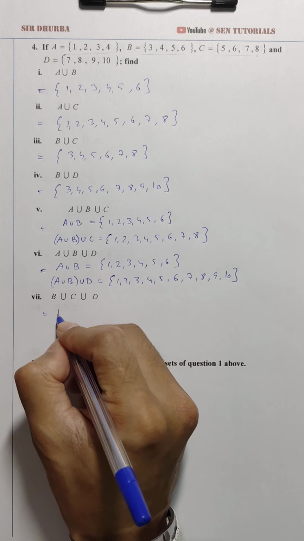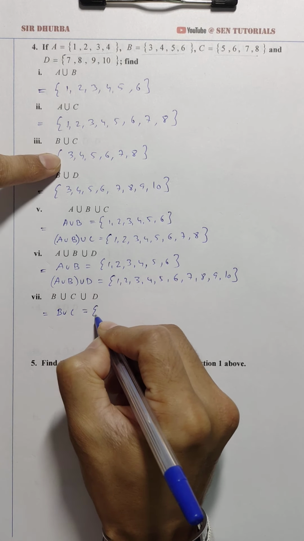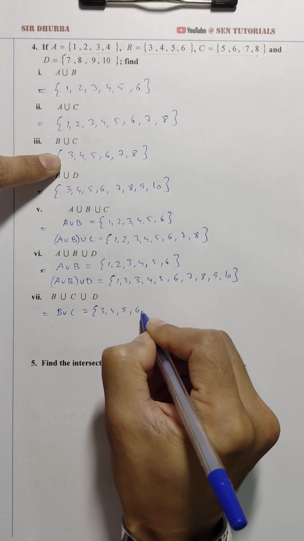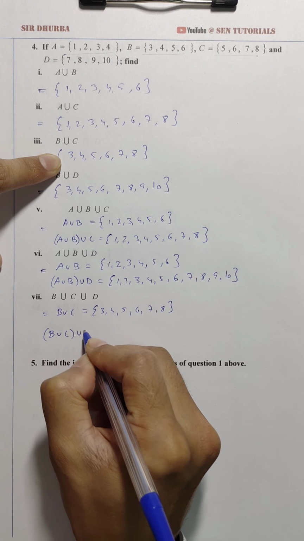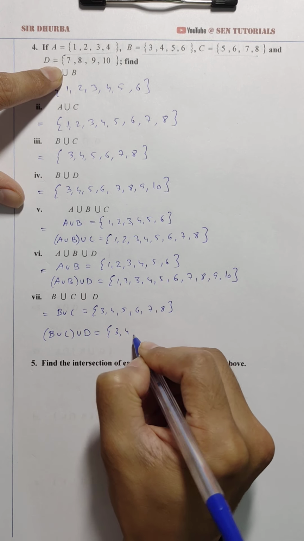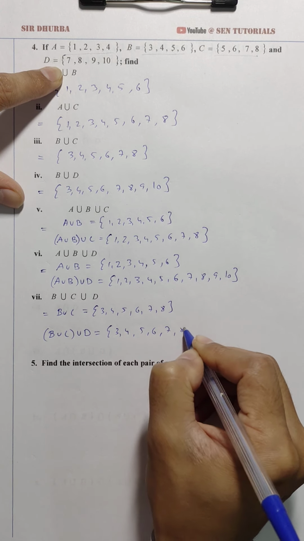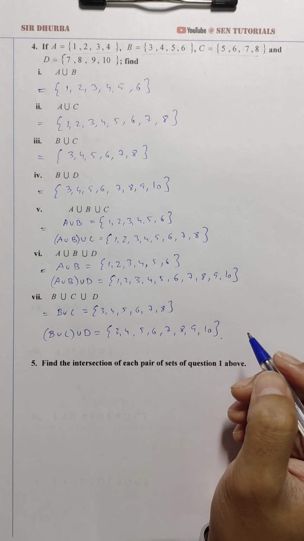Next is B. Let's find out B union C first. So what is B union C? As we have already seen here, 3, 4, 5, 6, 7, 8. Now B union C, this set when you combine with the set D, that will be 3, 4, 5, 6, 7, 8, 9, 10. That's quite simple, isn't it?